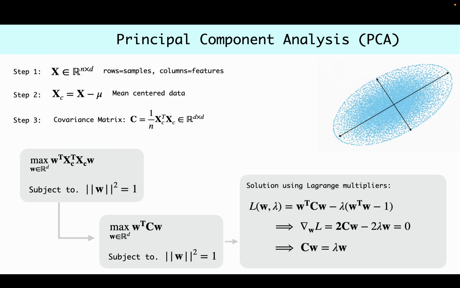Therefore our eigenvector here is giving us that direction along which, when you project the data, you will get the maximum variance. In the same way, the second eigenvector will give the second maximum variance, and so on.